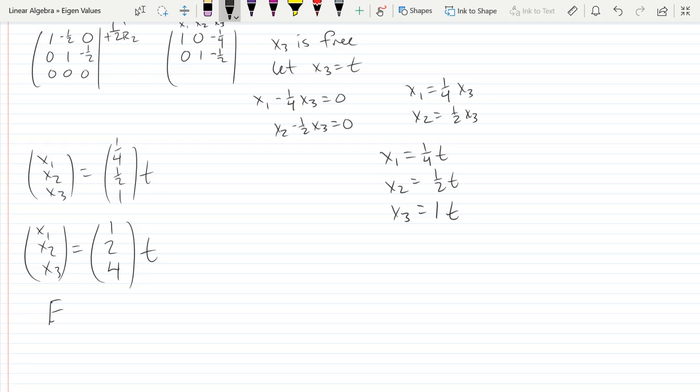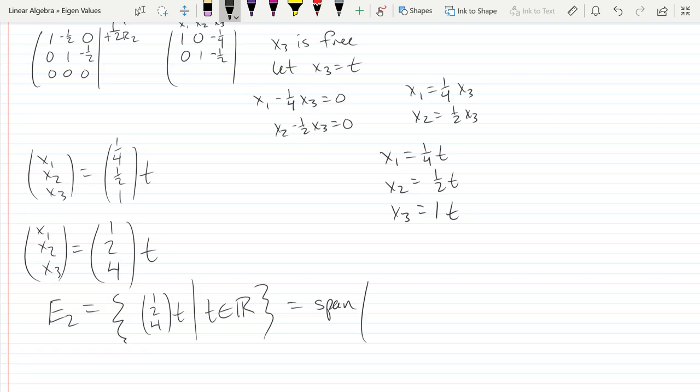Now, of course, it contains 0. When t is 0, this whole thing is 0. So this right here is our, well, it's a null space, but in this case, it's also the eigenspace of 2. So we can write E2 in set notation. It's all multiples of 1, 2, 4. So in set notation, I can write it like this, 1, 2, 4 times t for any t you want.